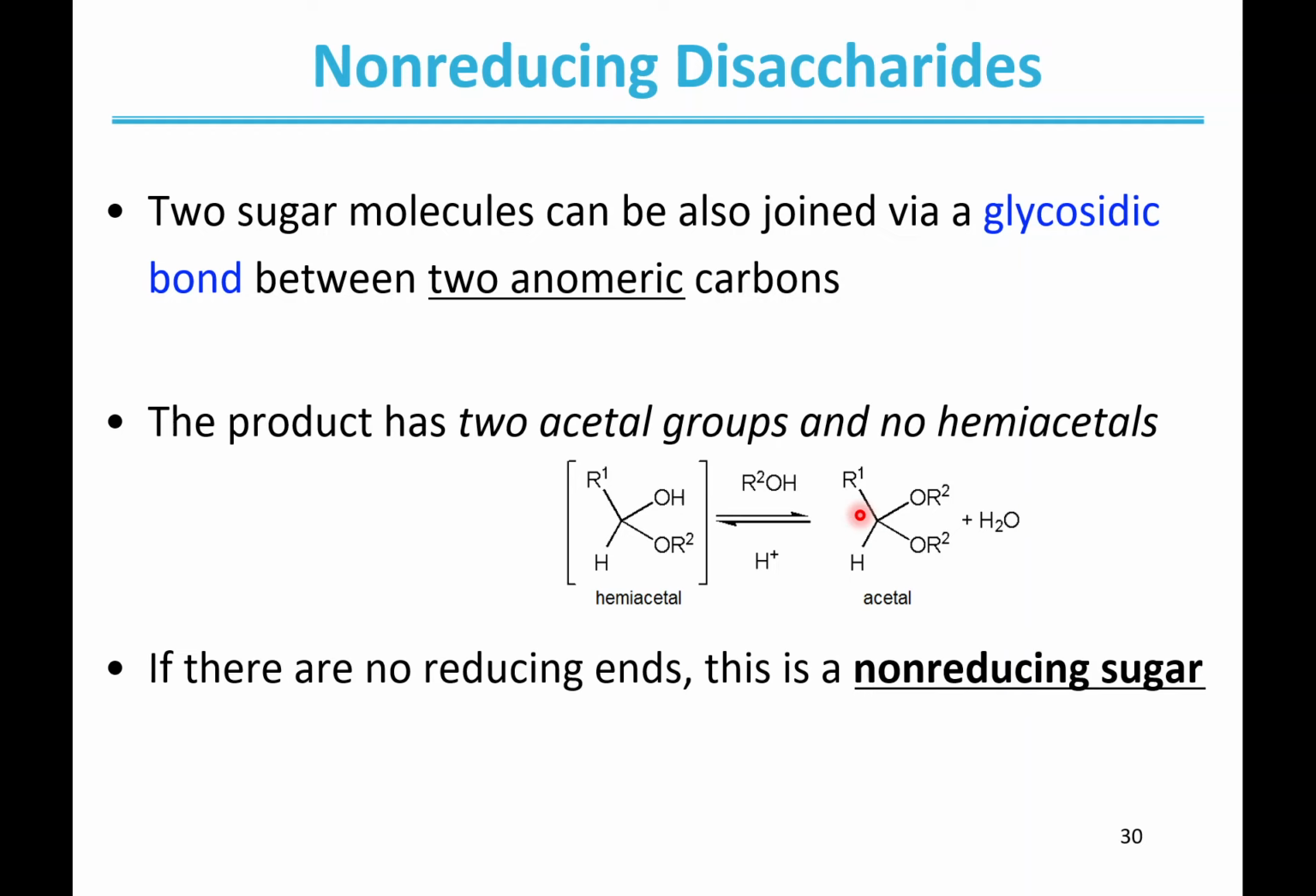So the product formed will have two acetal groups and no hemiacetals. And because of that, the rings on these sugars aren't in equilibrium with the open forms. There's no aldehydes around, and they're non-reducing sugars.